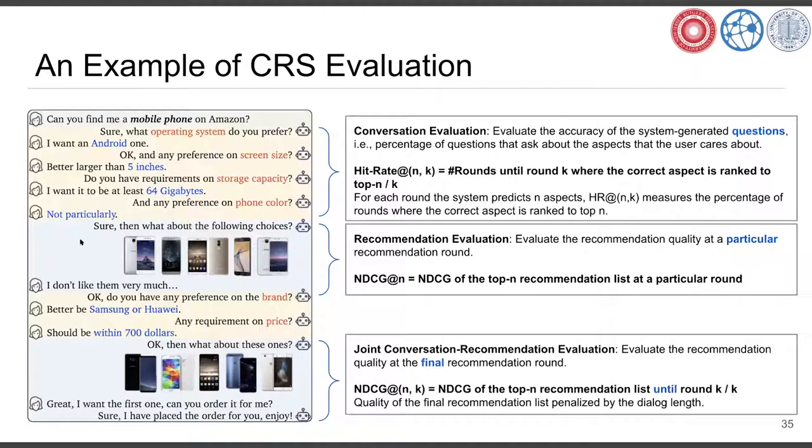And the second, if you look at the second blue area, this is the first recommendation provided by the system. So if you want to evaluate simply the recommendation performance, we can use a classic metric like NDCG at N to measure whether the good items are ranked higher in this recommendation list. And also we may consider the joint performance of conversation and recommendation. That is, one possible metric is NDCG at N, K. It is very similar to the previous hit rate. It means the NDCG of the top N recommendation list until round K, divided by K. Here, this metric considers both recommendation performance using NDCG as well as the dialogue length up to round K. So you want to both make good recommendations and shorten the length of the dialogue.